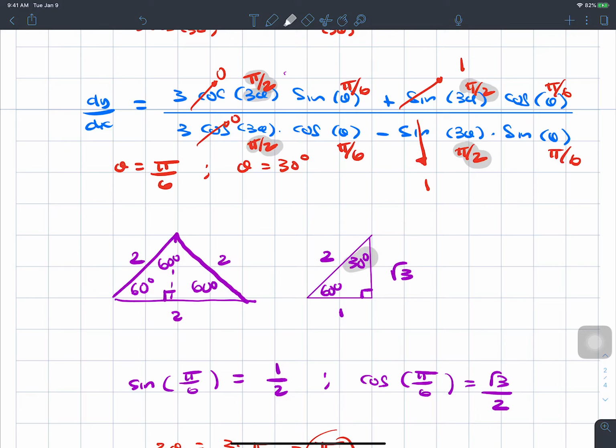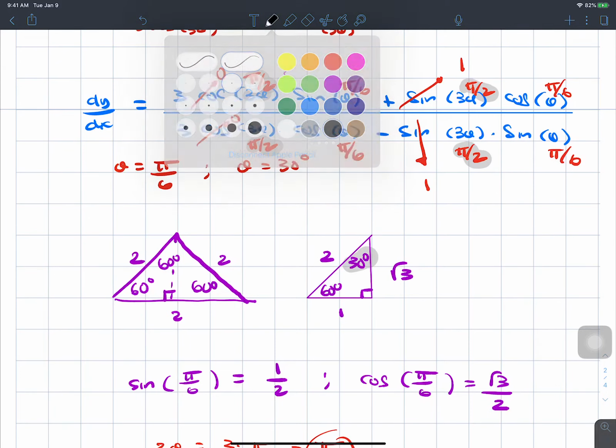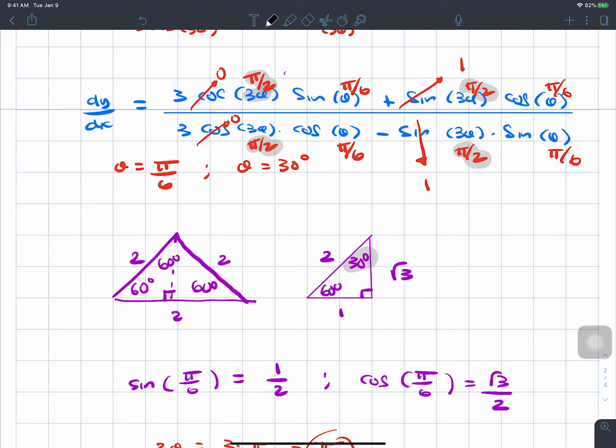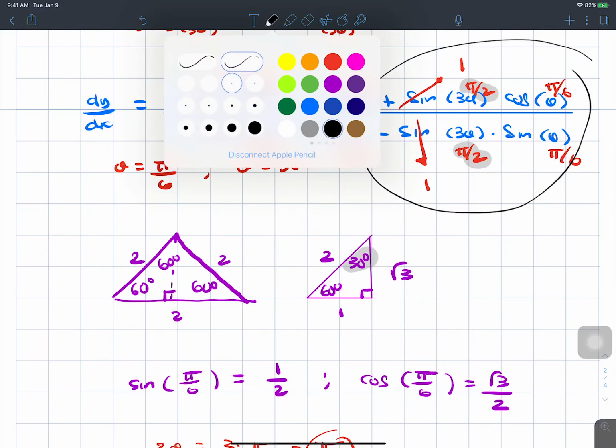So what really is happening here, since we just have this portion here, since this other portion has 3 times 0, that's gone. And I don't care what sine pi over 6 is. 3 times 0 down here again. I don't care what cosine pi over 6 is. That's gone. That's 0. Anyway.